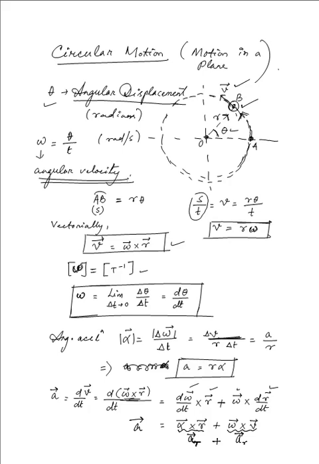So let me write it here for you. AT is the tangential acceleration, and AR is the radial acceleration, and the radial and tangential accelerations add up vectorially to give us the linear acceleration in case of an object moving along a circular path.